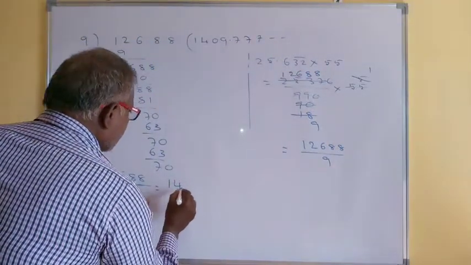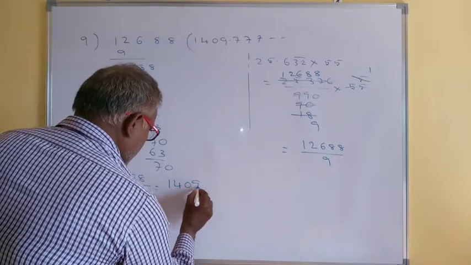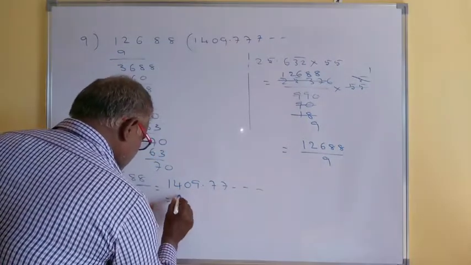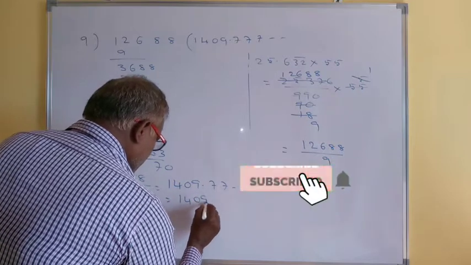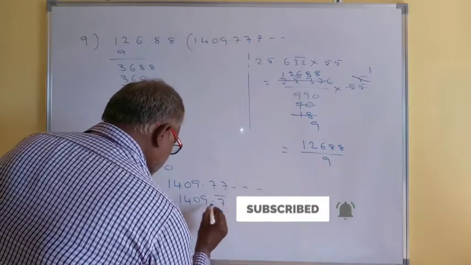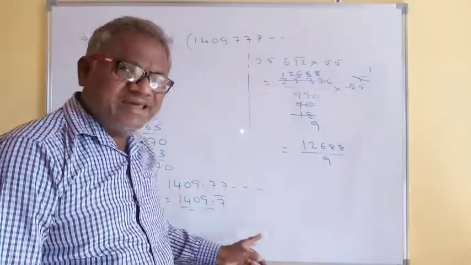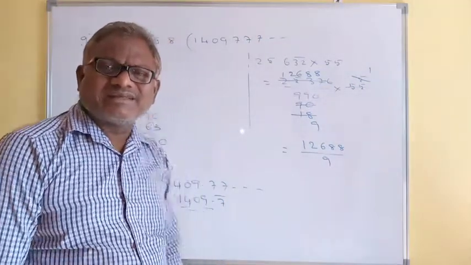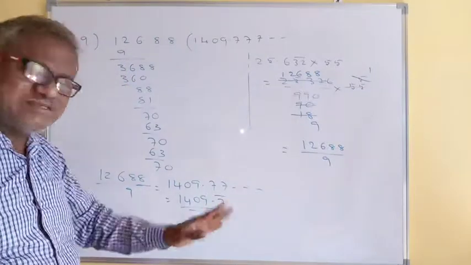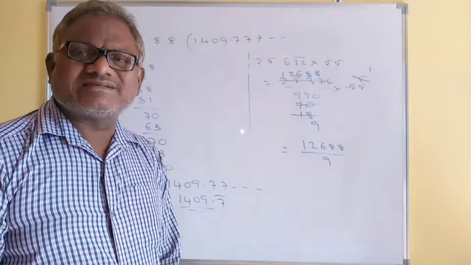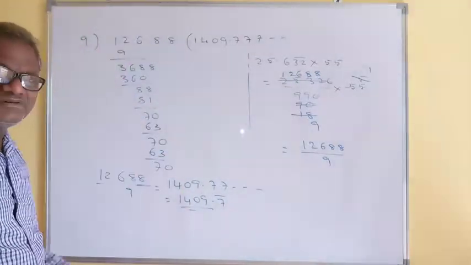So here this is nothing but, and so on. So this you have to write like this. This is the non-terminating recurring decimal expansion. Okay, this is the way to do.